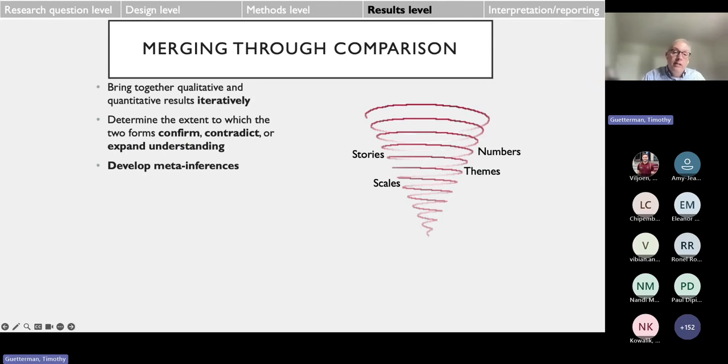Merging through comparison is this idea that we're bringing qualitative and quantitative results together in an iterative fashion. So we're comparing stories to numbers and themes to scales. We're thinking about, do they confirm or contradict one another, or expand our understanding? And then we use that to develop meta inferences.